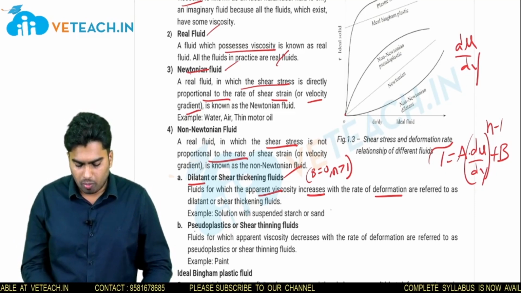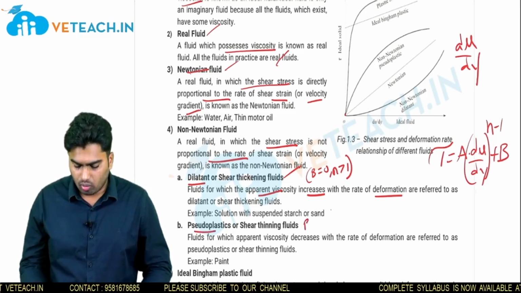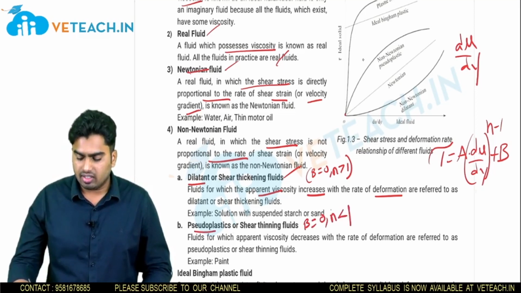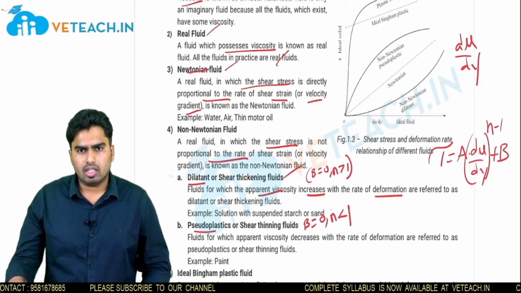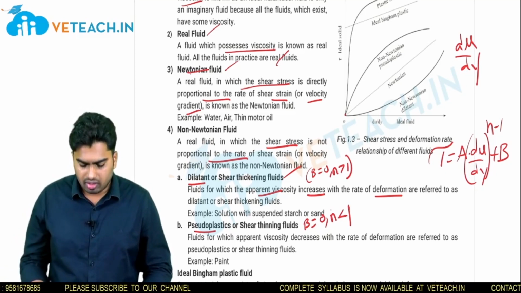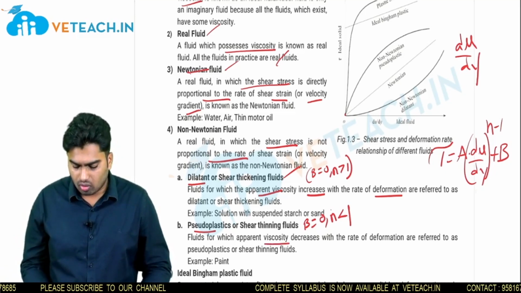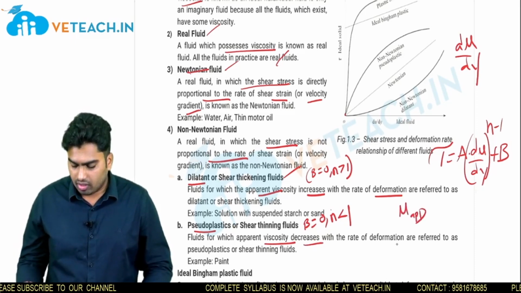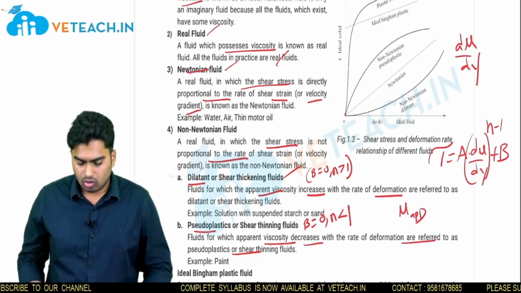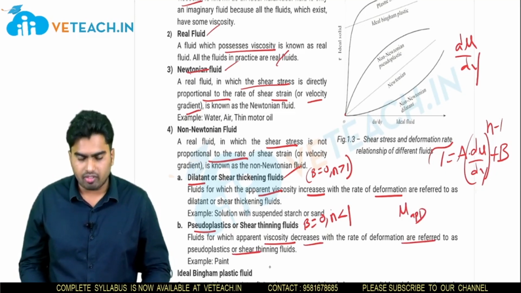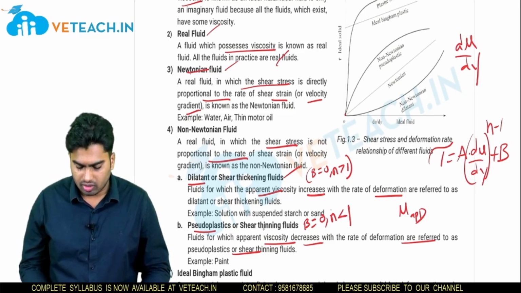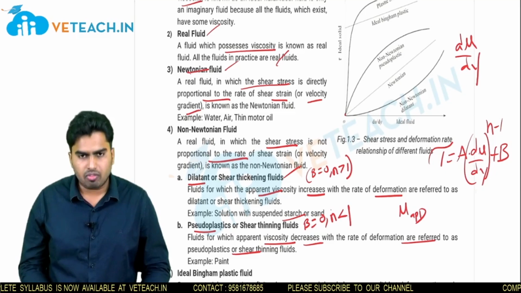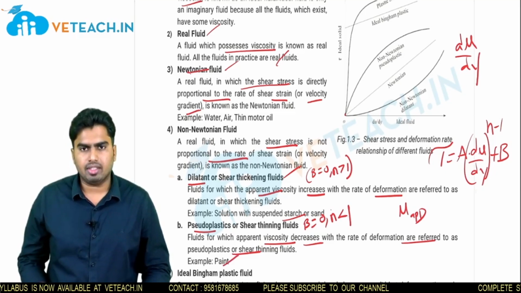But for pseudoplastic fluids, B is equal to 0 and n is less than 1, as we can easily see that the slope is a downward curve for shear thinning fluids. Here the apparent viscosity, mu apparent, decreases with the rate of shear strain. This fluid is known as a shear thinning fluid. The best example of shear thickening fluids is a solution with suspended starch, and the best example of shear thinning fluids is paint, right?